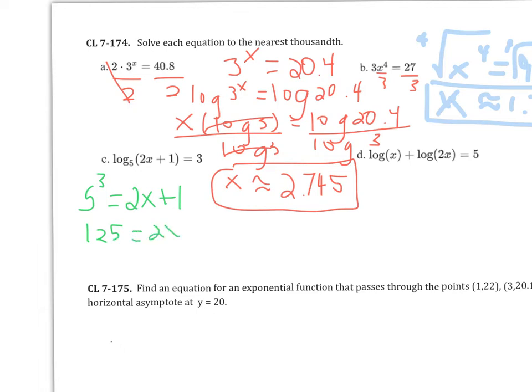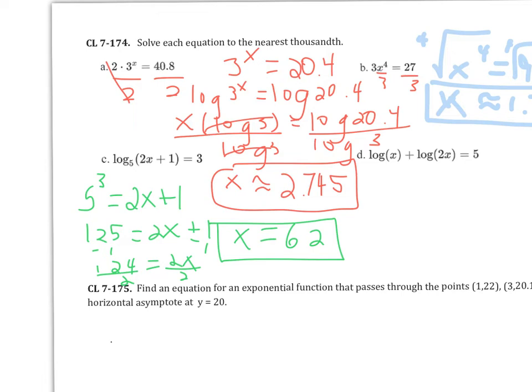And then we're solving for x. So we're going to subtract 1 from both sides and get 124. And then divide both sides by 2 to get x by itself. So 124 divided by 2 is 62. So that's your answer for that one.